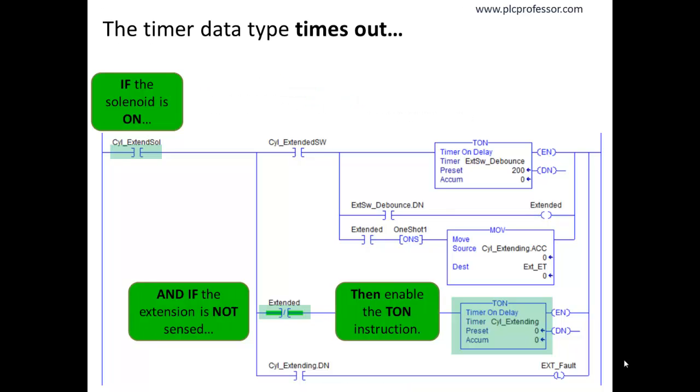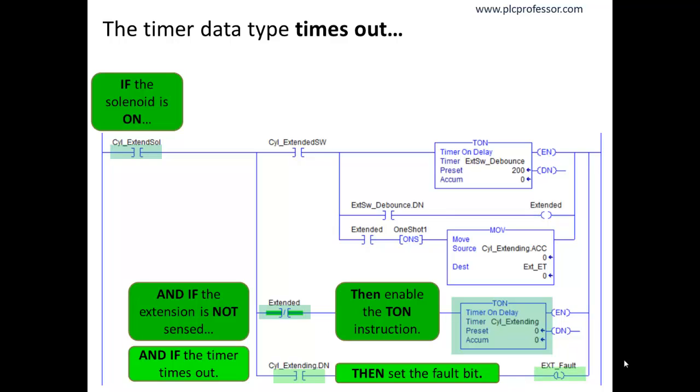Okay, if the timer times out, in other words, if the extend switch isn't made yet and the timer times out, the done bit is set, and when the done bit is set, then it sets the extend fault bit. Now the idea here is we want the extend fault to be set. Now, I show no preset value for cylinder extending TON, but it might be set at 2 seconds, 1500 milliseconds, 2000 milliseconds. It's a length of time that is more than enough for the cylinder to have made full extension.